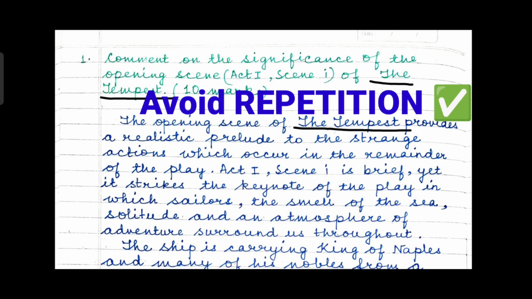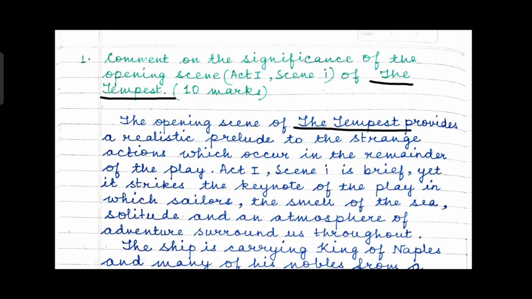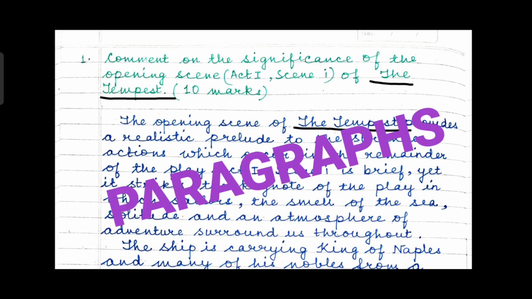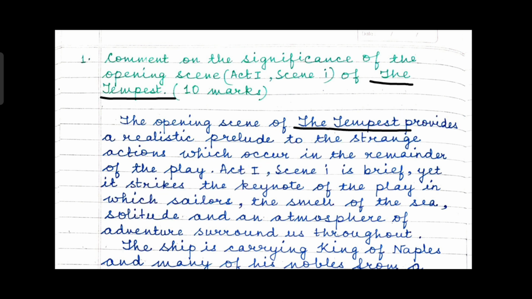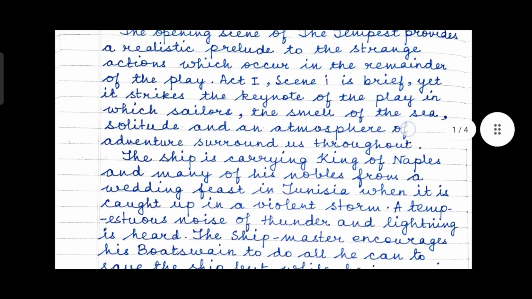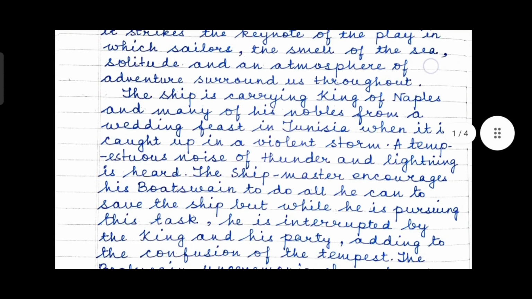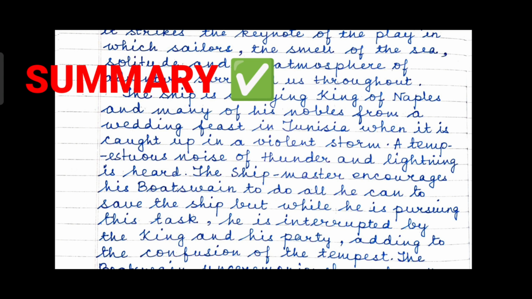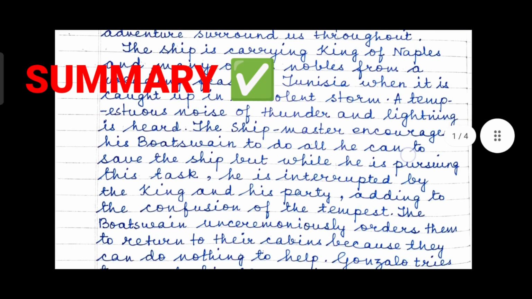So, this is how you must write the introduction and then divide the entire answer into multiple paragraphs. Trust me, there is no rule here as to how many paragraphs you must make. It is up to you to frame the answer based on your viewpoint and your own understanding of the text. In the second paragraph, I have written a brief summary of the opening scene. So, this is the brief summary.